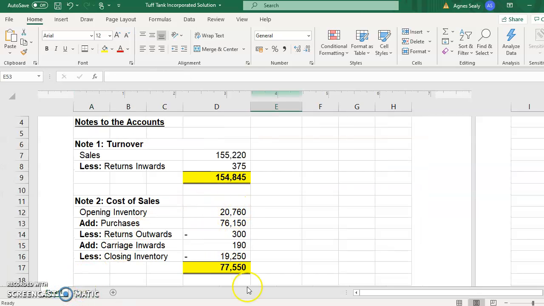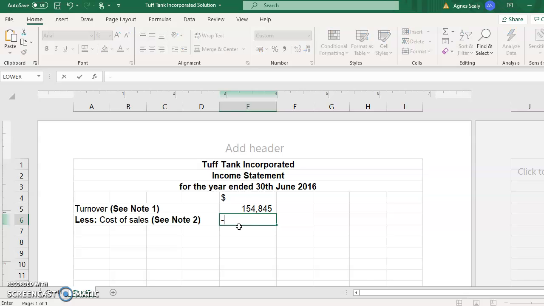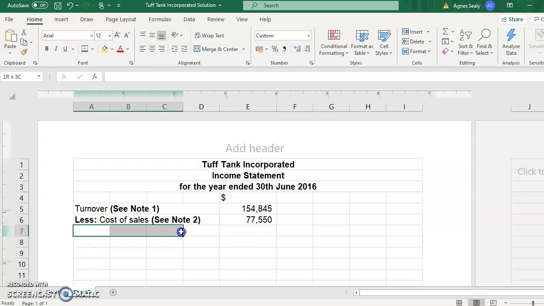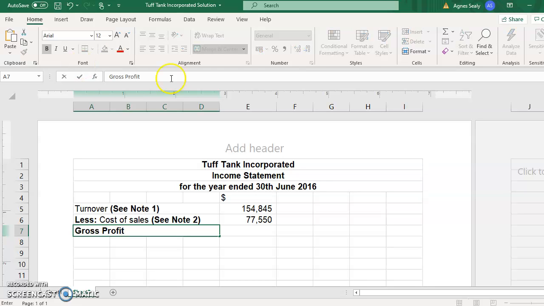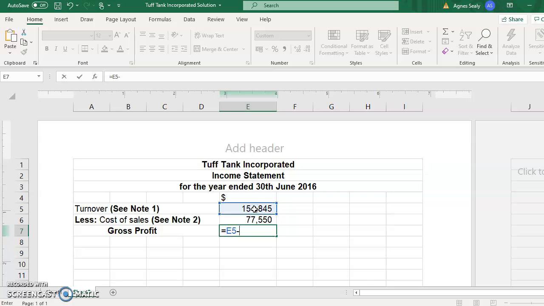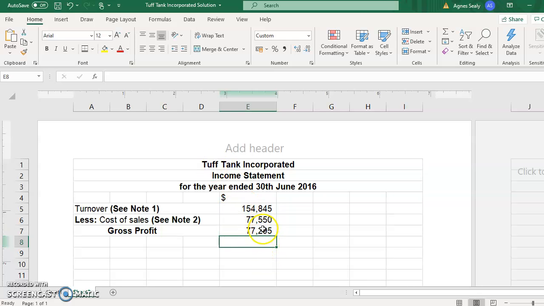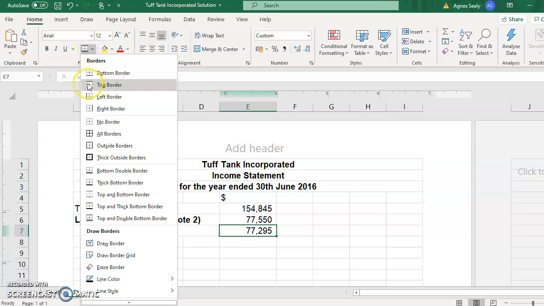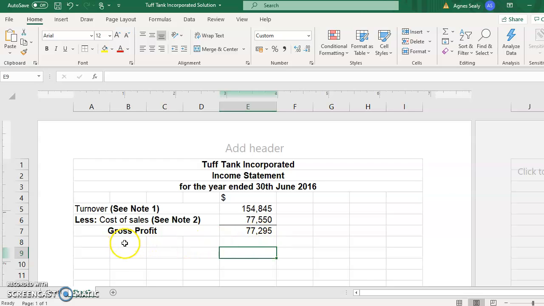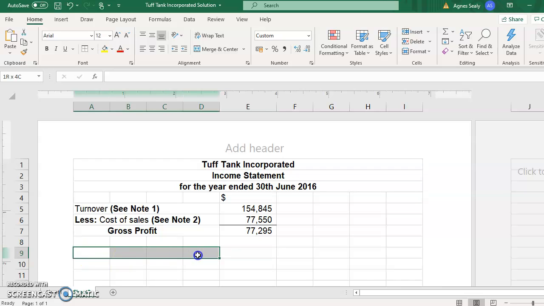What is our cost of sales figure? $77,550. So then we get our gross profit. What is it equal to? Our gross profit will be our turnover minus our cost of sales, which gave us a gross profit of $77,295. From our gross profit, we are going to subtract our administrative expenses.